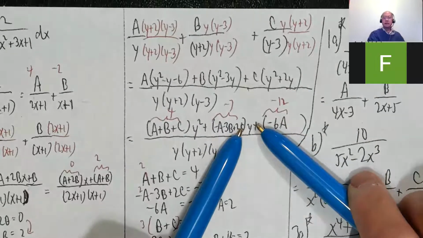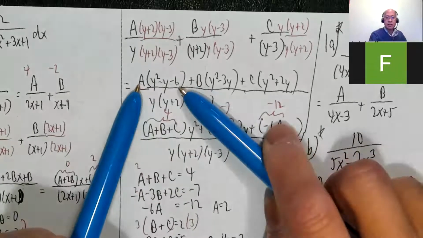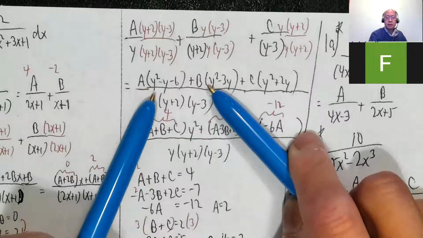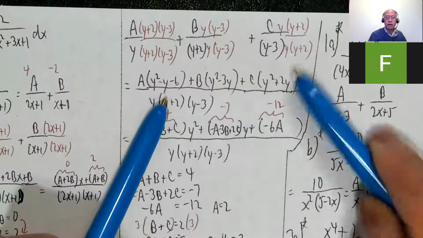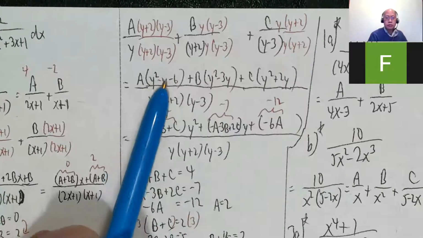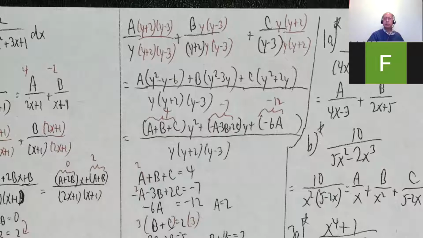And then the constant, something that doesn't have any y, there's only one thing, negative 6a. Nothing here is going to be void of a y. There's going to be some y here and some y here. So that's pretty much everything. And a quick inventory: 1, 2, 3, 4, 5, 6, 7 terms. 1, 2, 3, 4, 5, 6, 7. So there it is.